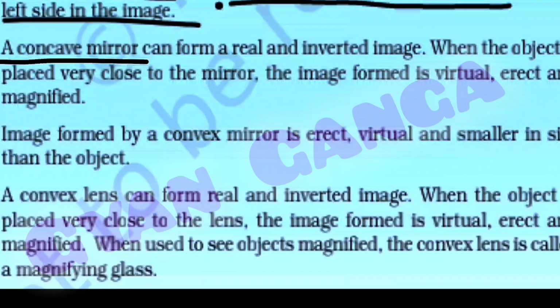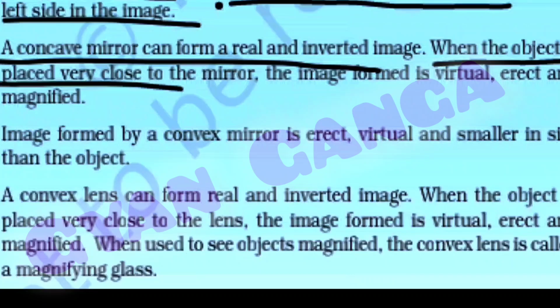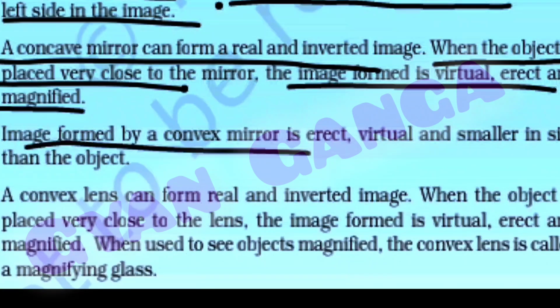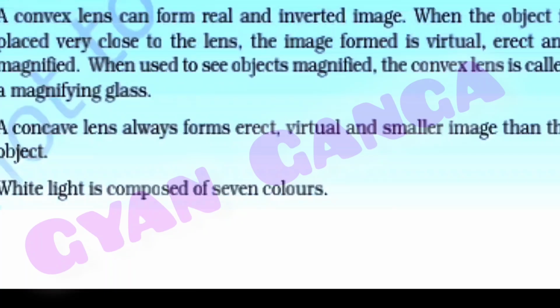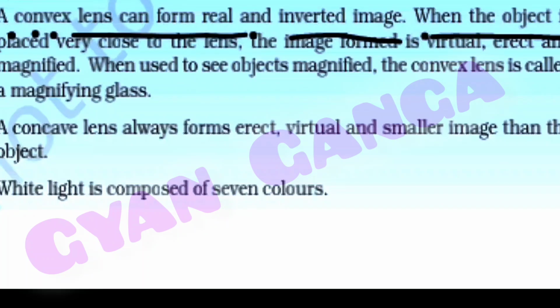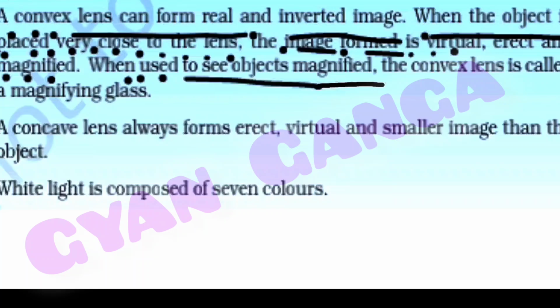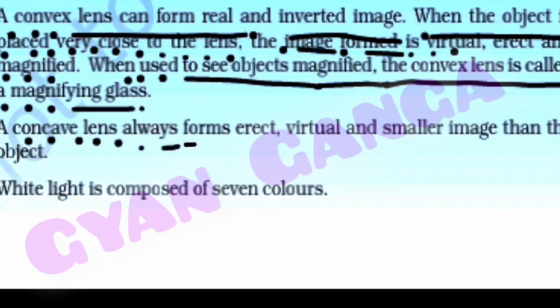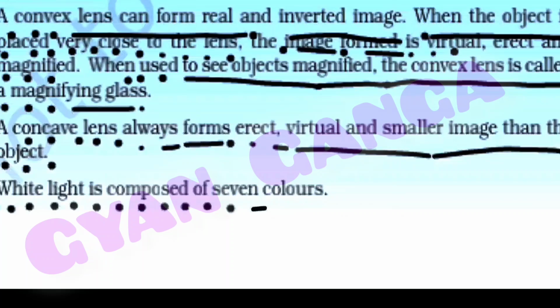A concave mirror can form a real, inverted image. When the object is placed very close to the mirror, the image formed is virtual, erect, and magnified. The image formed by a convex mirror is erect, virtual, and smaller in size than the object. A convex lens can form a real and inverted image. When the object is placed very close to the lens, the image formed is virtual, erect, and magnified. When used to see objects magnified, the convex lens is called a magnifying lens. A concave lens always forms an erect, virtual image smaller than the object. White light is composed of 7 colors.